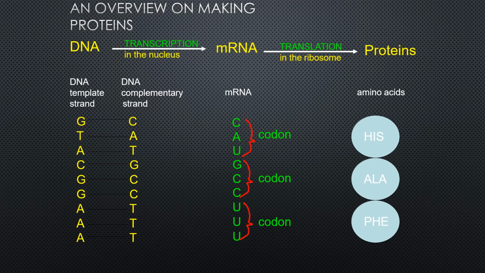Okay, so here's our overview again on making proteins. We've done transcription in the nucleus. We've come up with the mRNA that has been corrected and sent out into the cytoplasm, and then we are now looking at translation in the ribosomes to make proteins.